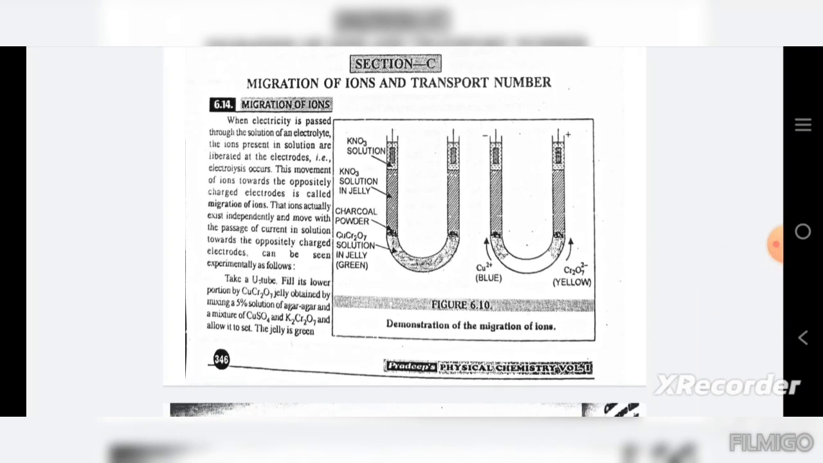Take a U tube and fill its lower portion with CuCr2O7 jelly, obtained by mixing a 5% solution of agar-agar and a mixture of CuSO4 and K2Cr2O7, and allow it to set. The jelly is green. Demonstration of the migration of ions. You can see Figure 6.10.